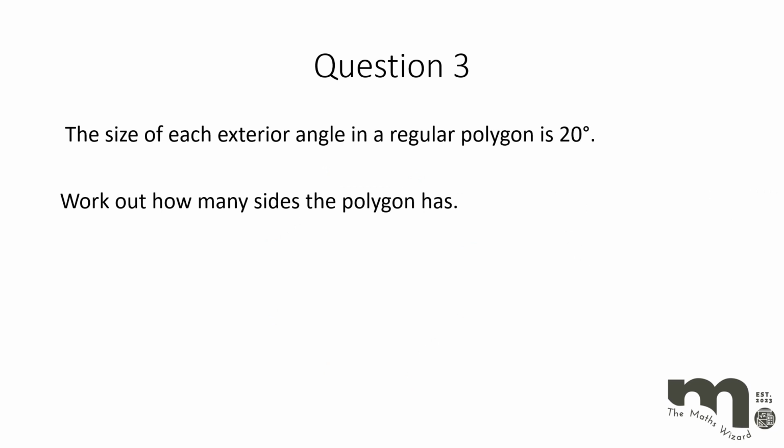Okay, next one then. This time we're told that the size of each exterior angle in a regular polygon is 20 degrees. So we already know how big each angle is. What we want to know this time is how many sides the shape has. So we need to use that information to figure out how many sides we've got.